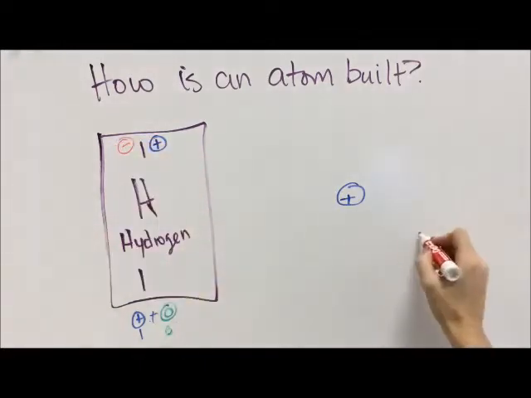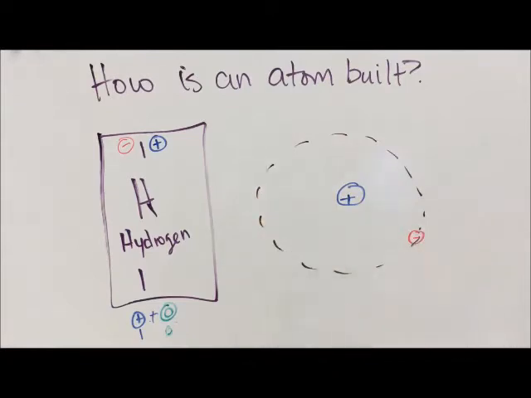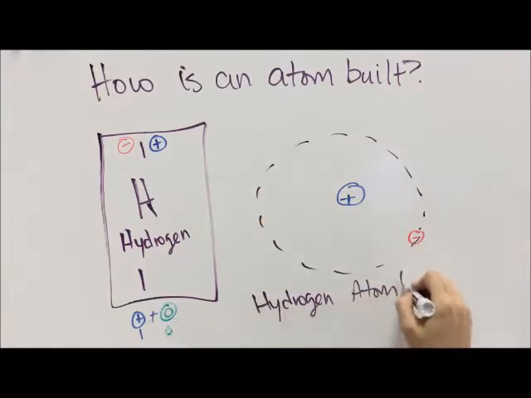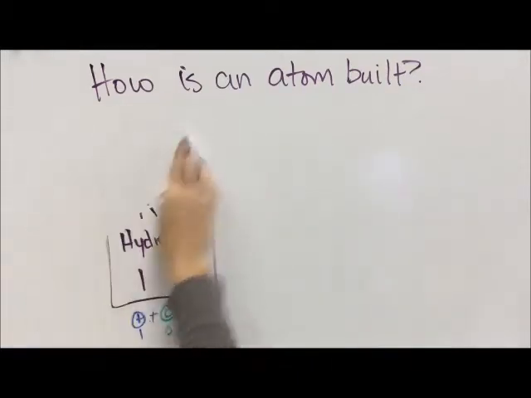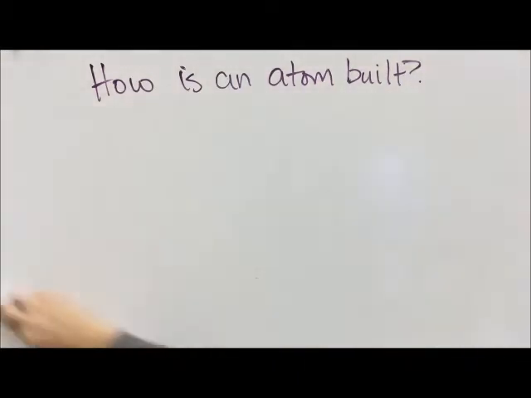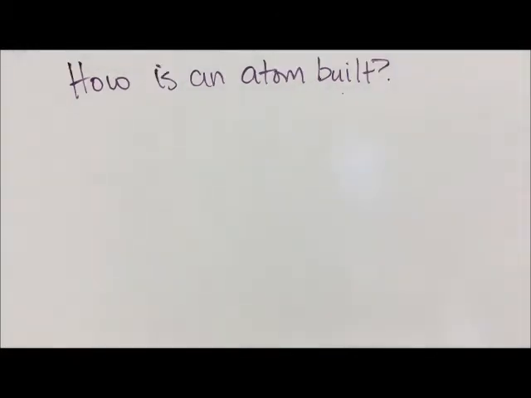Now, there has to be as many positives as negatives because the atom is neutral. So we're going to put 1 negative out there. And voila, here's a completed hydrogen atom. Atomic number of 1 tells us 1 positive, 1 negative. And the atomic mass is 1, which is our 1 proton. Ta-da! Super easy, right? Let's do something a little bit bigger.